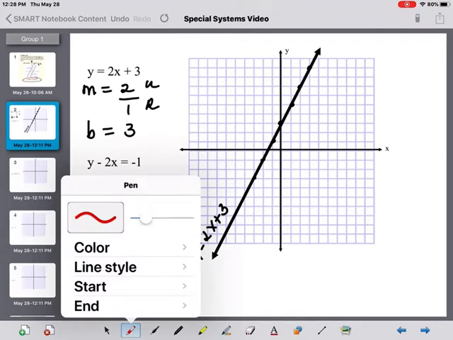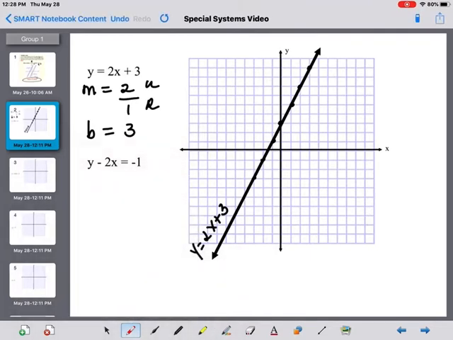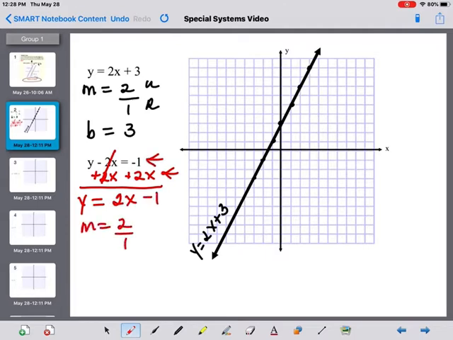So now in this example, it is not in slope-intercept form, so I will need to get the y by itself. So in order to get rid of the negative 2x, I'm going to add 2x on both sides. And on the right-hand side, I'm going to be putting my x term followed by my constant. So I have a slope of 2 over 1 and a y-intercept of negative 1. So if I go to graph this line, after I plot my y-intercept of negative 1, I'm also going up 2 and to the right 1.